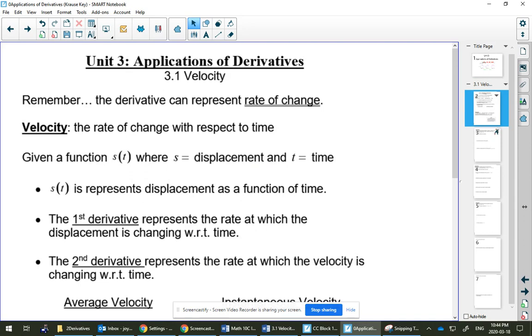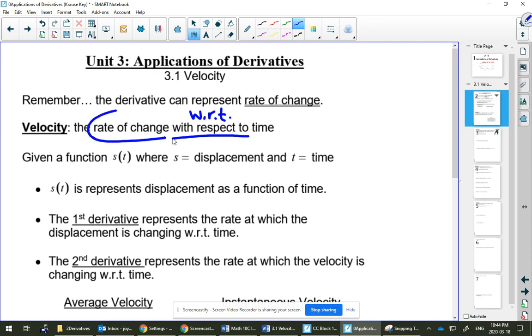Before we get into the velocity piece, just a reminder, when we were talking about derivatives, they can represent a rate of change. We're going to focus on velocity, and then next lesson we'll get into acceleration, and then throughout the unit we'll look at other rates of change as well. Just as a refresher, velocity is the rate of change with respect to time. And remember that with respect to, we'll write as WRT. So again, velocity is the rate of change with respect to time.